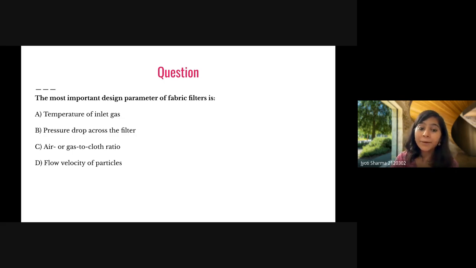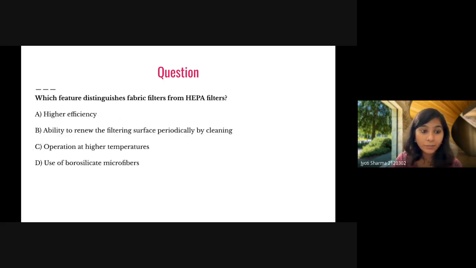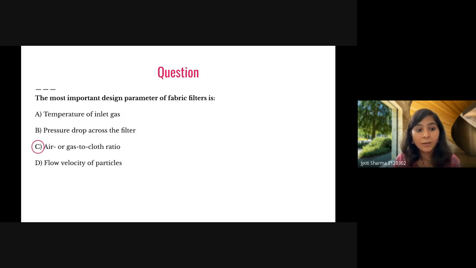And the important parameter is air to cloth ratio. I will talk about this in the next slide. Temperature of the inlet gas, yes, it is important, no doubt, because it can give you the combustion or corrosion of your fabric, but not most important.